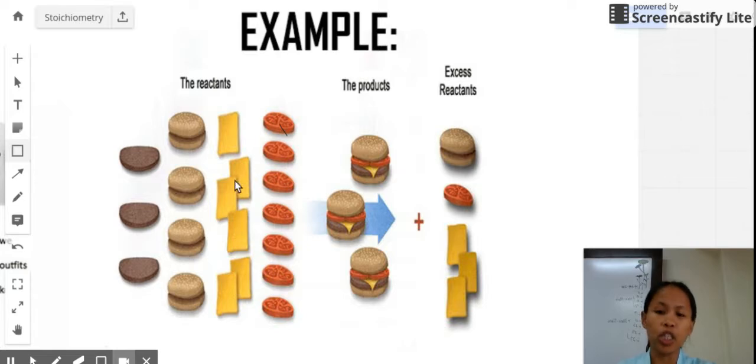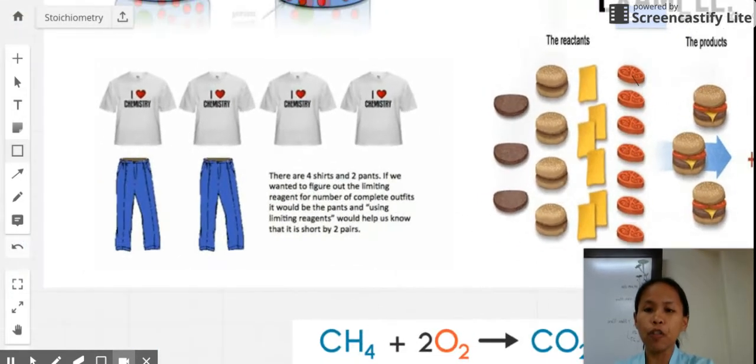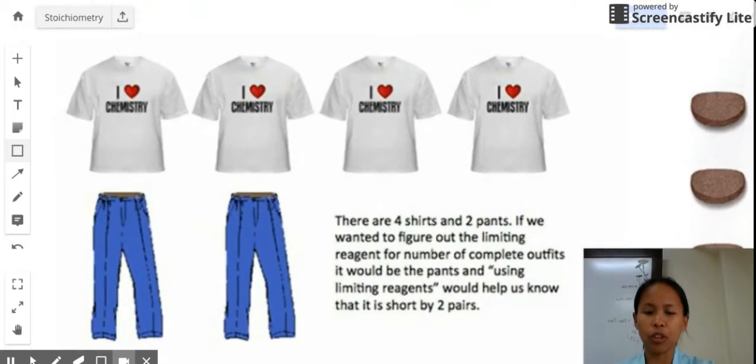Whether or not you have plenty of cheese or buns or tomatoes, you can only put one pate per burger, so there are only three burgers you can make. The rest are considered to be in excess. Similarly, if you have shirts that say "I love chemistry" and you only have two pants, to completely wear a shirt and pants for your complete attire, the pants are your limiting material here while the shirts are in excess. And note that there will only be two shirts left after you pair up a shirt and a pair of pants.